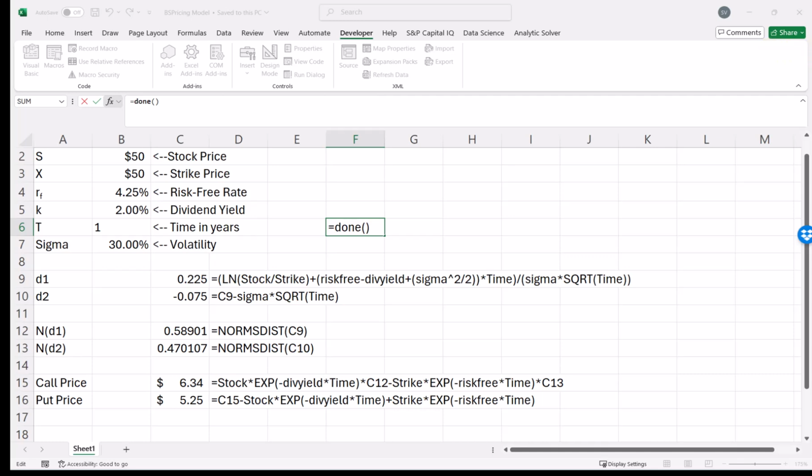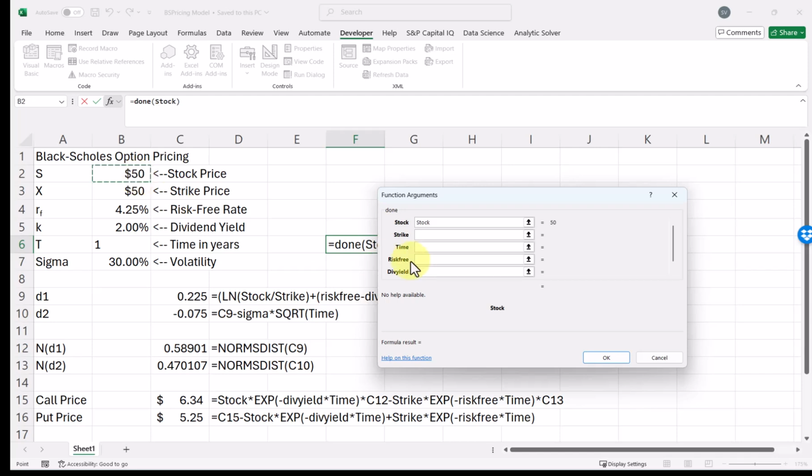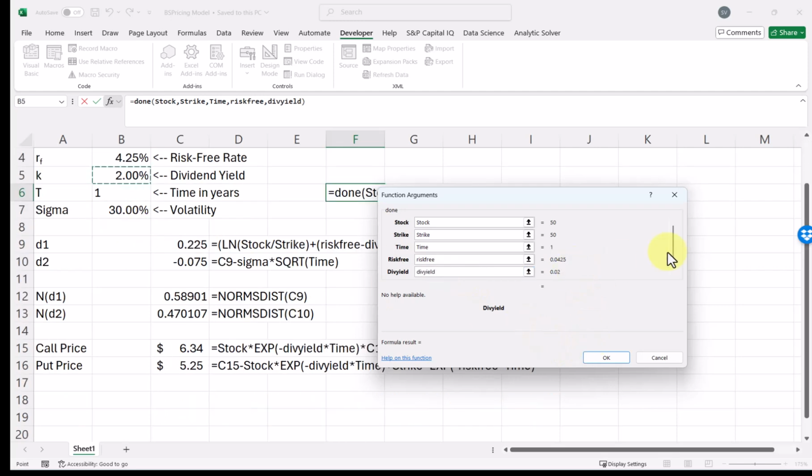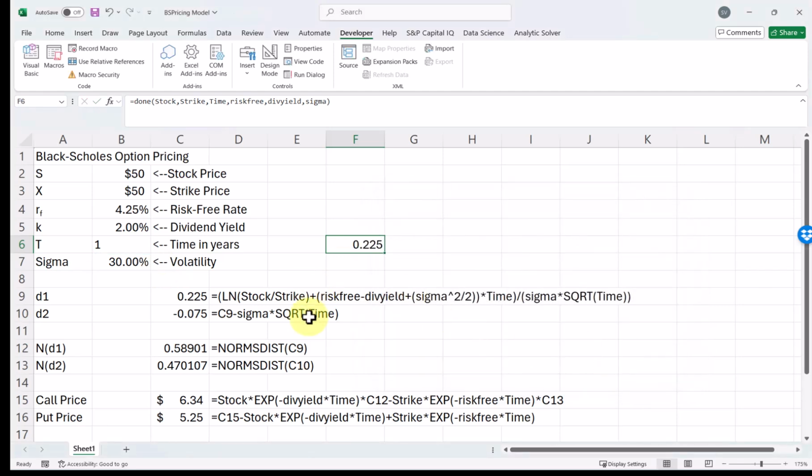And that pulls up my arguments. So my stock is equal to my stock price. My strike is equal to my strike price. My time is equal to my time of 1. My risk-free rate is 4.25%, and then my dividend yield is 2%. I need to scroll this down and then put in my sigma, and I get an answer of 0.225, and it checks out. It's the same over here. So since that checks out, I'm going to move on now to D2.